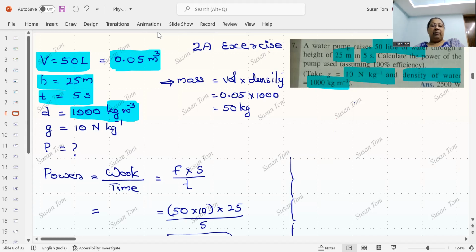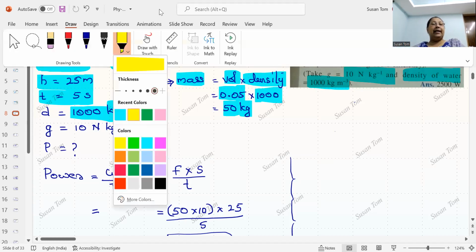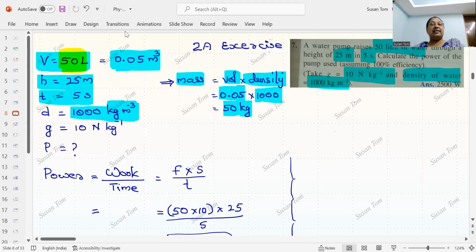Okay. Before going further, the mass you have to calculate from the volume. Mass is equal to volume into density. Volume we have seen is 0.05 into density, which is 1000 kilogram per meter cube. The meter cube cancels and the unit comes in kg, that is 50 kg. So basically children, you understand 50 liters of water is actually 50 kg in mass.